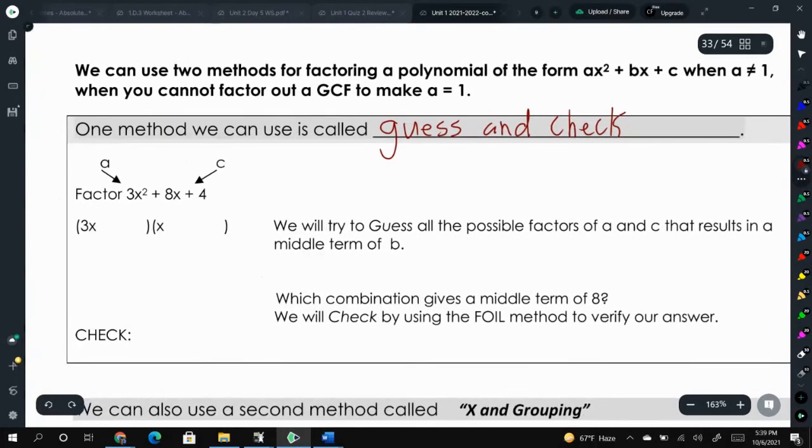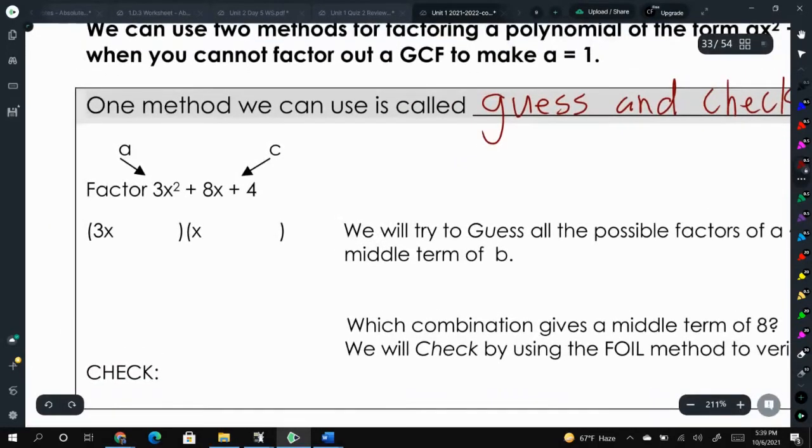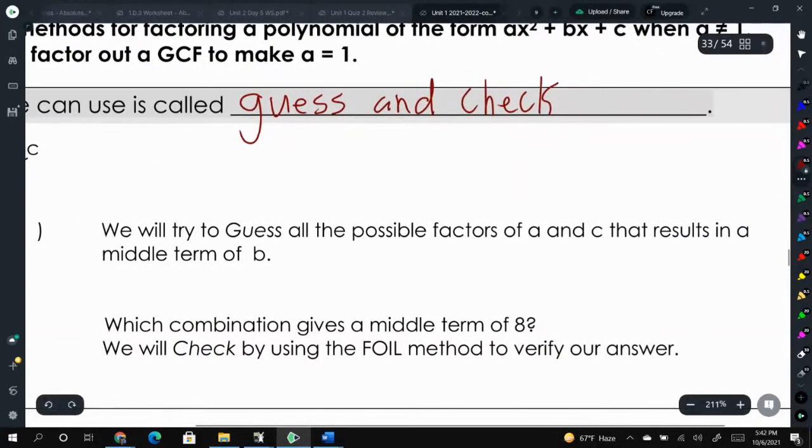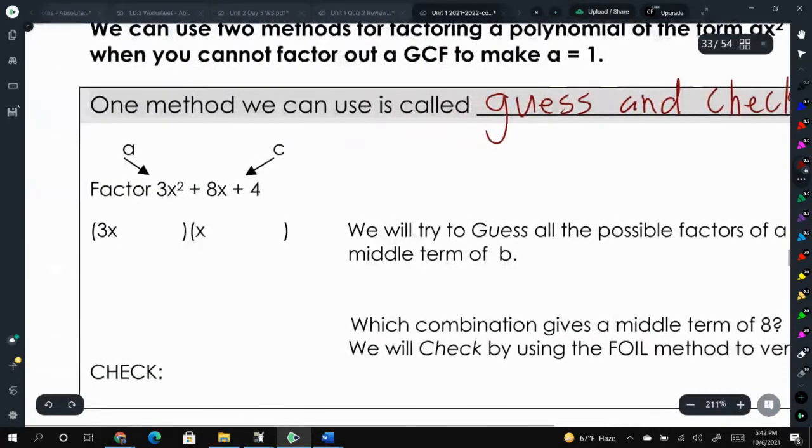Guess and check becomes useful when you notice patterns. Some people like this because they have some number sense and can think about what numbers are going to be useful. Others struggle with this because you're literally guessing and checking and hoping for the best. So when you have a problem like this, we're going to factor 3x squared plus 8x plus 4. We have to also kind of think about foiling to check our answers. So we try to guess all possible factors of a and c that result in the middle term of b.